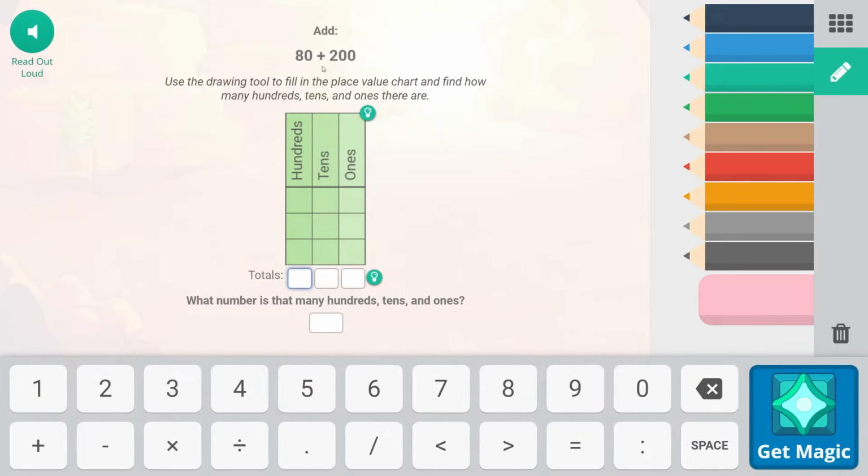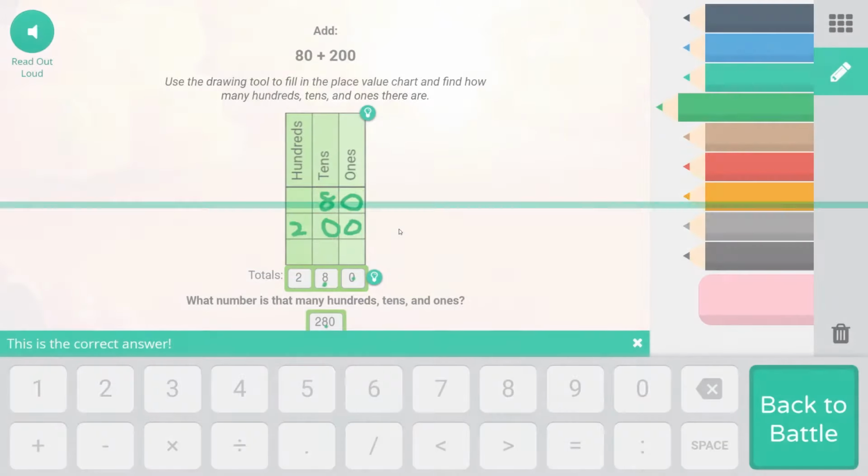800 plus 200. So if we put 80, let me go ahead and reset that. 80 is first, so 80 plus 200. Once everything is lined up in place value, we can see there's no regrouping, so 200, add down the 10s, add down the 1s. So 280, and then we have to type in 280 as our answer. That's what the 100s, 10s, and 1s make.